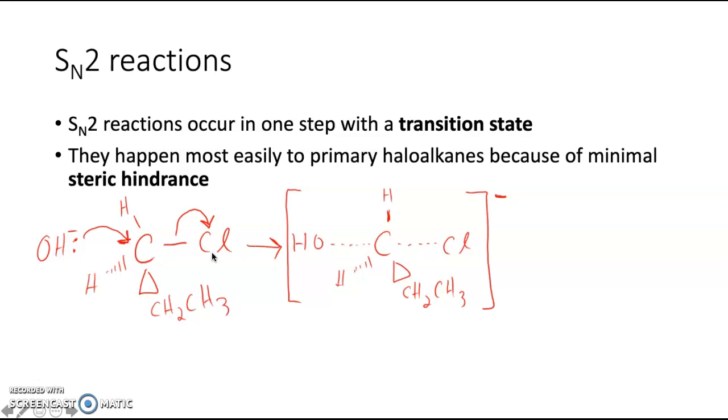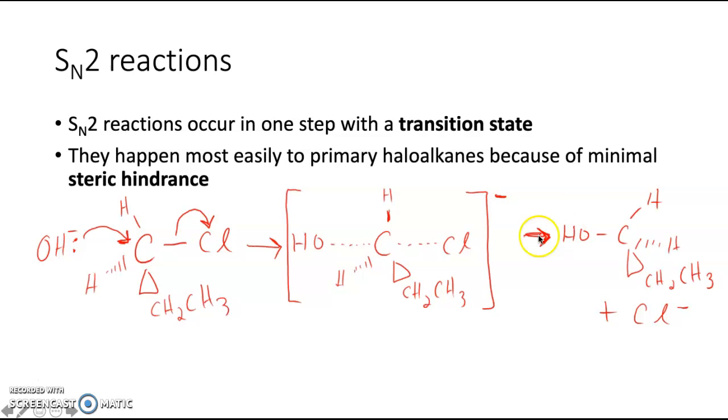And then it mentions right here a transition state. In theory, there's going to be this point where you've got a partially formed bond between the hydroxide and the carbon here, and a partially broken bond between the carbon and the chlorine. So that's a transition state. It's the energy maximum between your reactants and your products.